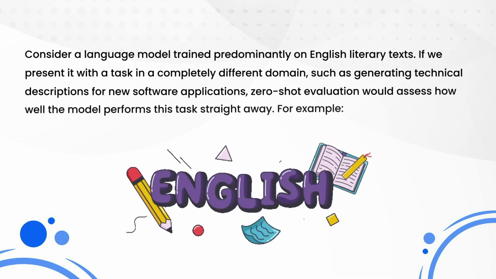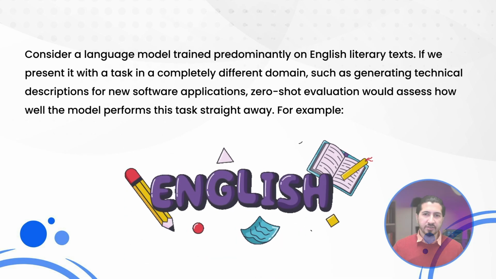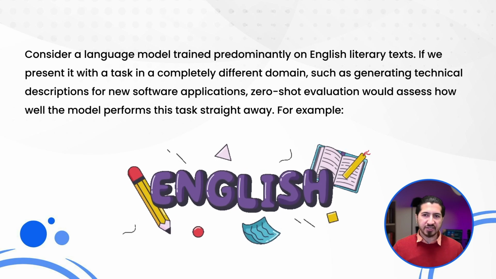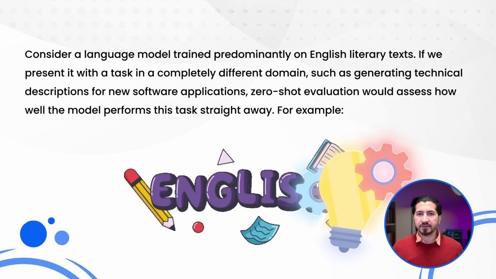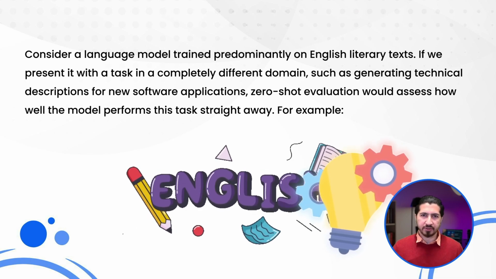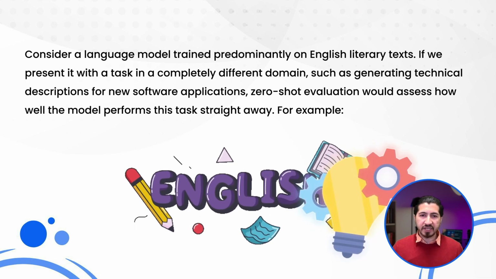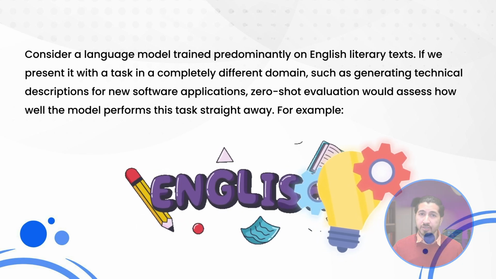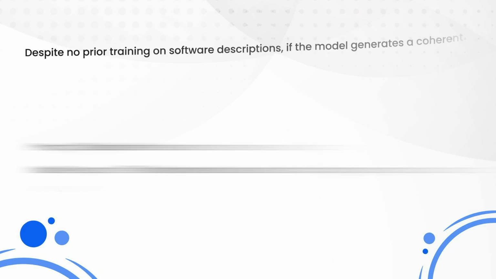Consider a language model trained predominantly on English literary text. If presented with a task in a completely different domain, such as generating technical descriptions for new software applications, zero-shot evaluation would assess how well the model performs this task straight away. Let's look at this example.